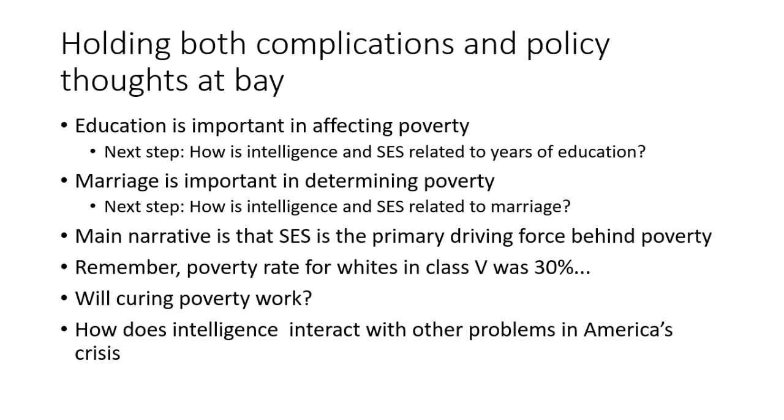And that's something we should be thinking about, and we're going to be discussing it in the subsequent chapters here in part 2. We're going to be looking at crime, illegitimacy, and citizenship. So how does it interact with all these other social issues in America right now?